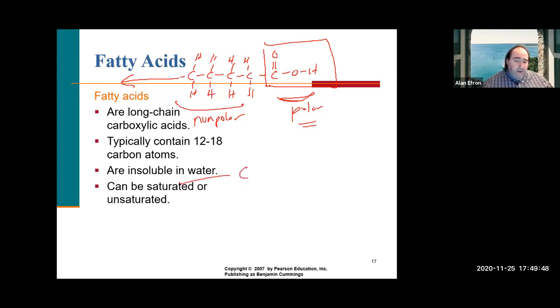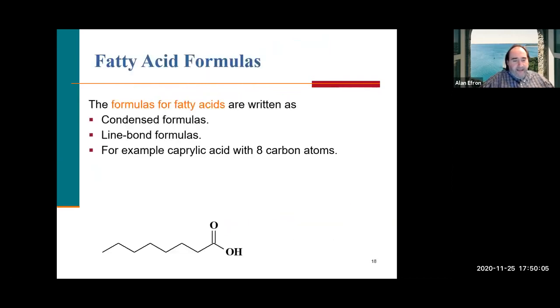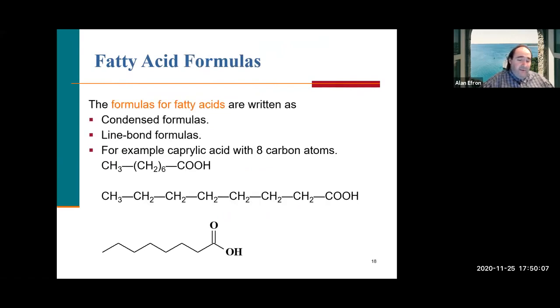Saturated means all carbon-carbon single bonds. Unsaturated means somewhere along the way you have at least one carbon-carbon double bond, very much like what we talked about in organic chemistry. So fatty acid formulas can be drawn very much like in organic chemistry. We could do a condensed formula where the COOH, remember, is our carboxylic acid group.